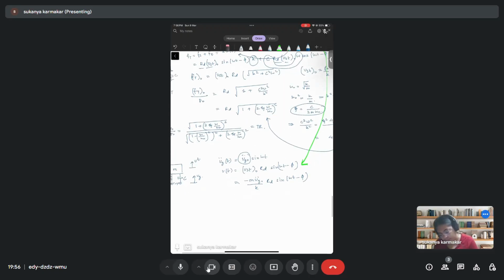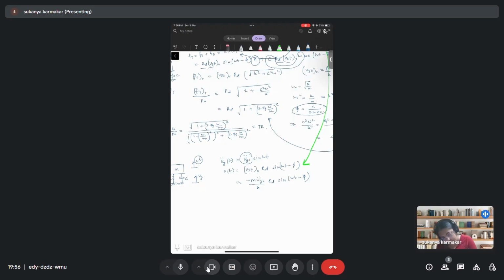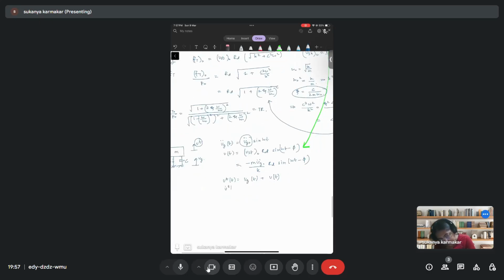Now what is this U total? Total displacement will be ground displacement plus the relative displacement. The velocity will also follow the same relation, as well as the acceleration will also follow the same relation.